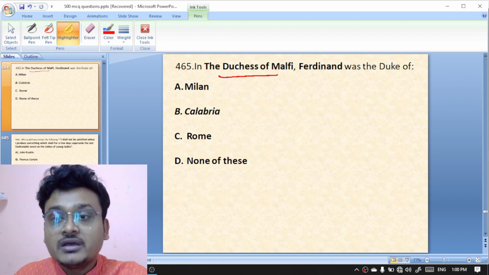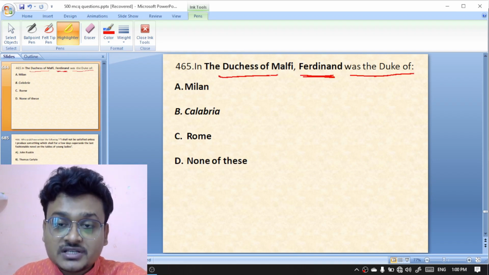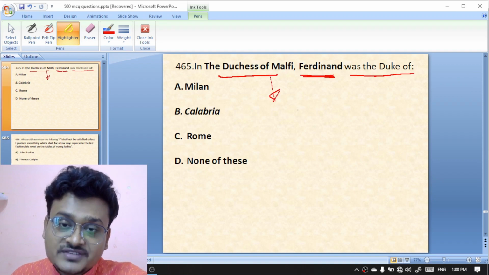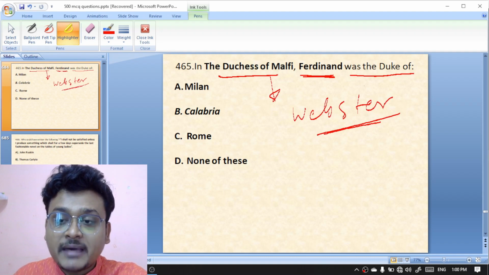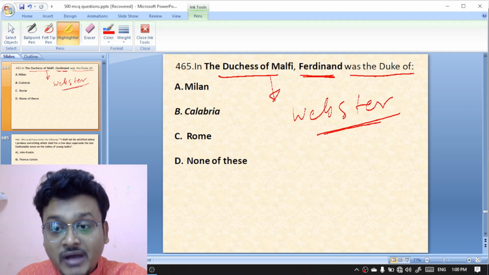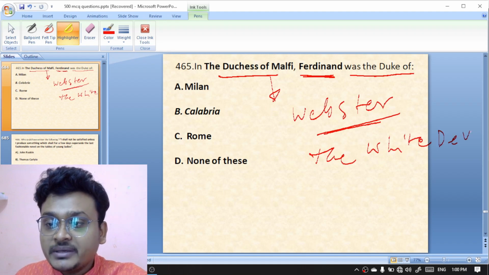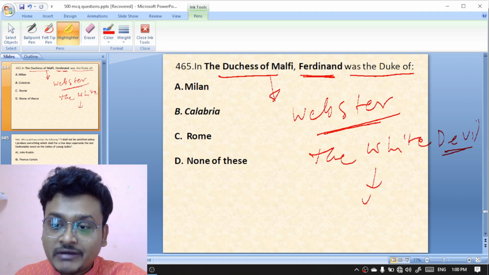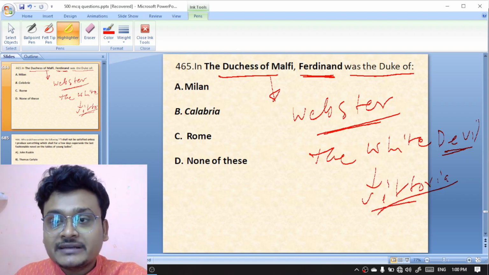The Duchess of Malfi. Here, Ferdinand is in the Duchess of Malfi, John Webster's famous revenge tragedy. He had also written The White Devil, where Vittoria appears. Vittoria is the White Devil.